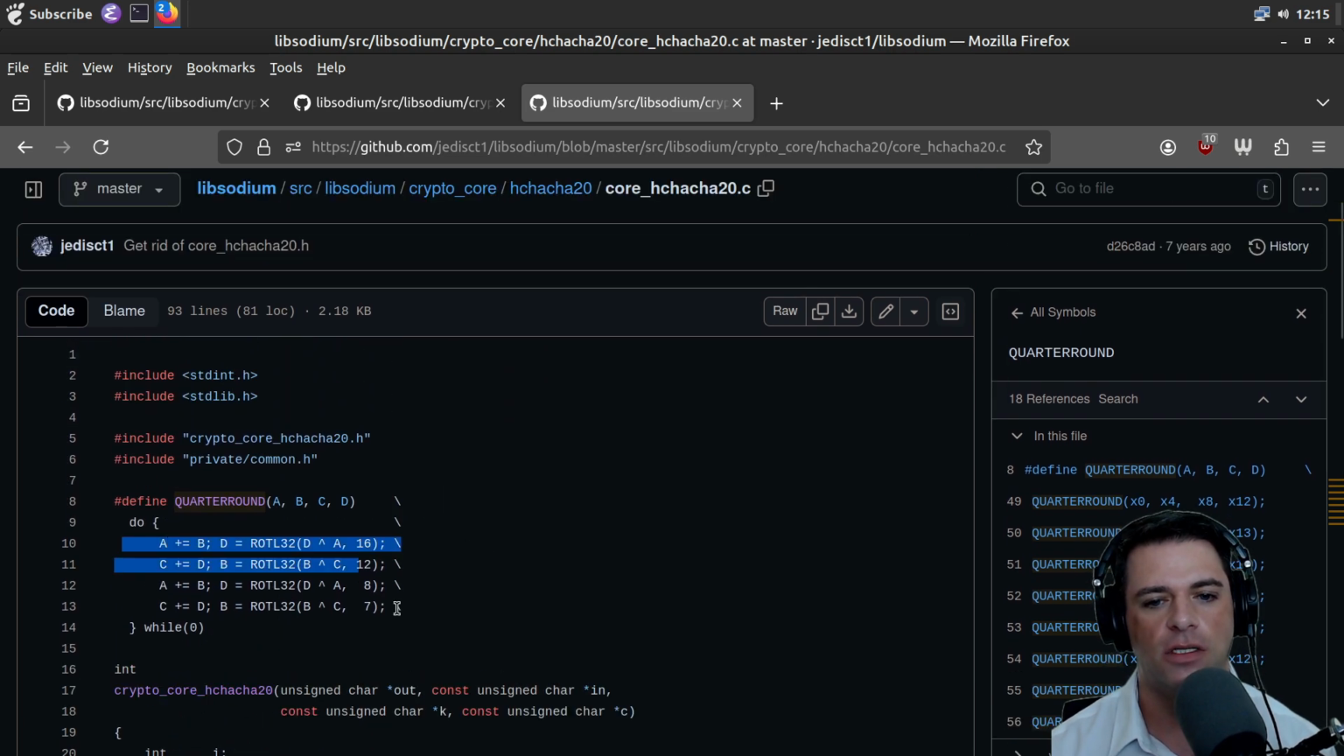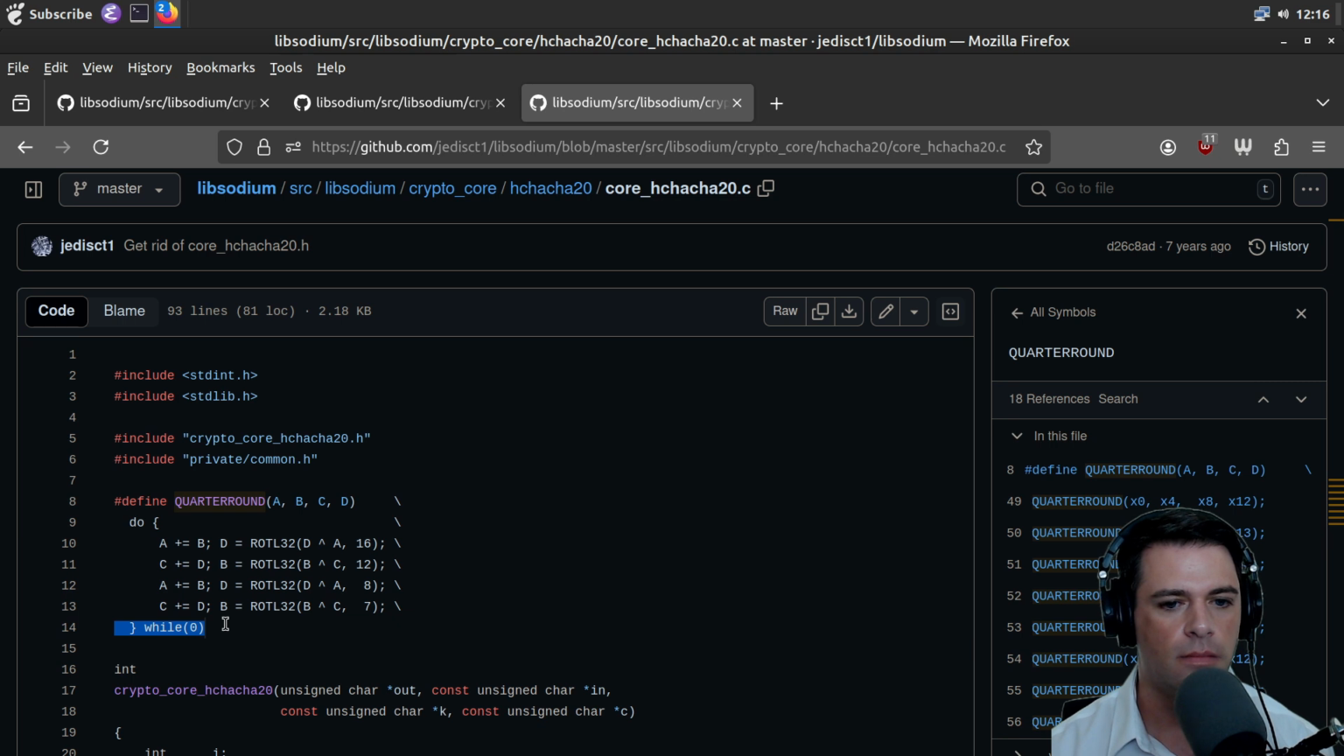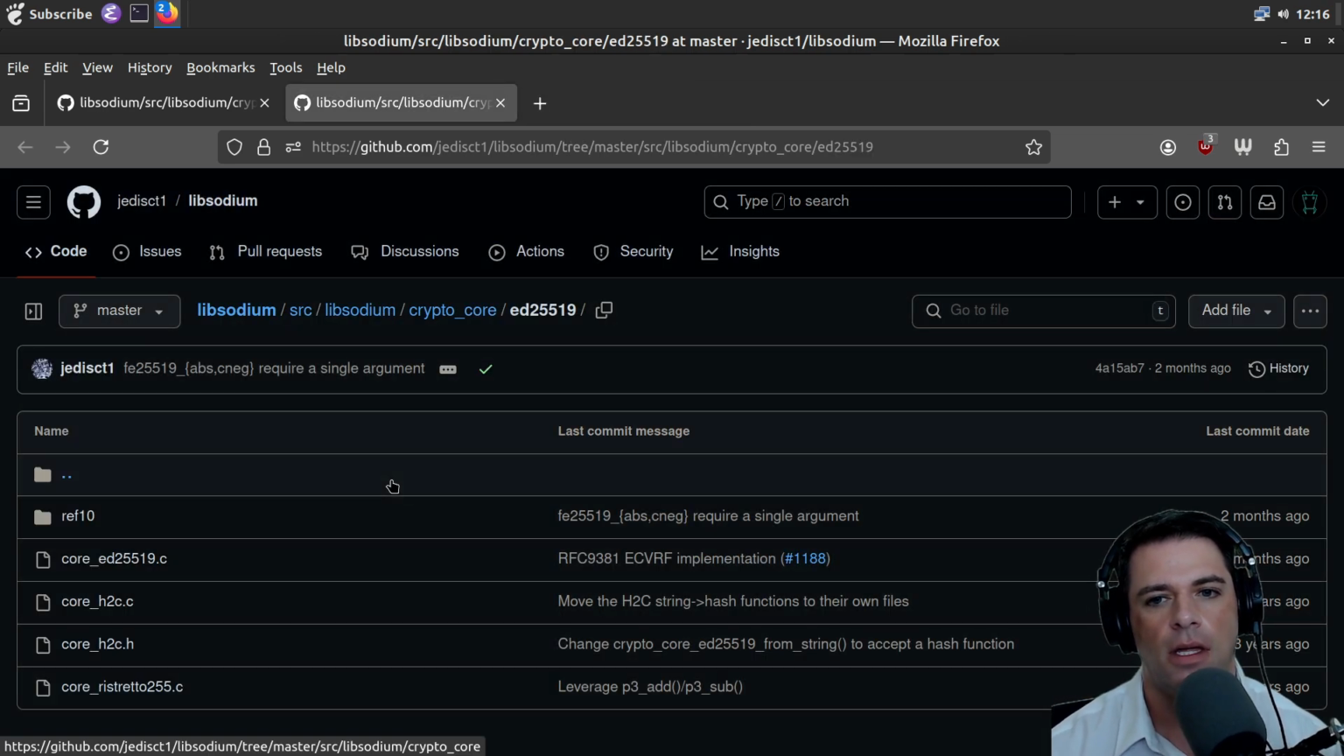The quarter round has this ROTL. So when you call quarter round, we're going to add A to B. D is equal to ROTL32 of D XORed with A, 16, and so on and so forth, while 0. Why while 0? Oh, this is because there's some defined trick. I forget. Okay. Here's ED25519.